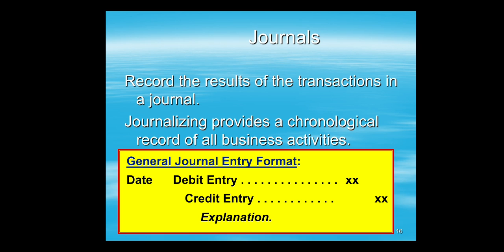First, see here in the yellow box, you have to write the date, and then you have to show the debit entry and the amount. The XX is supposed to be the amount, and then the second thing is you have to show the credit entry. What is the account that you will credit, and then you show the amount. And the last thing in this general journal entry is you have to write explanation. Okay, let's see several examples.